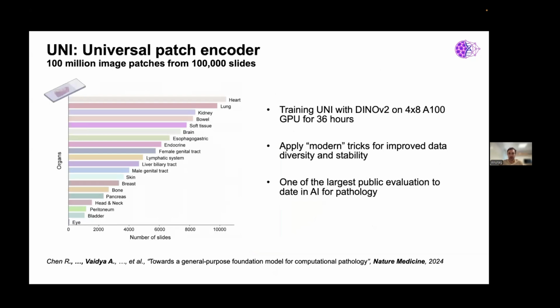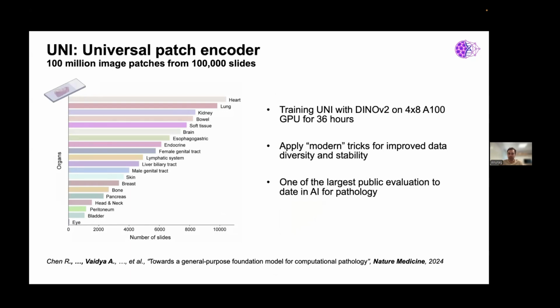This is where we recently also introduced the UNI slide encoder, which we trained on 100 million image patches from 100,000 slides, which were largely collected at the Brigham and Women's Hospital here in Boston. We trained UNI with the DINOv2 SSL paradigm using A100 GPUs. We also applied a lot of modern tricks to improve the diversity of data that we trained on, and you can find a lot of these details in the paper.